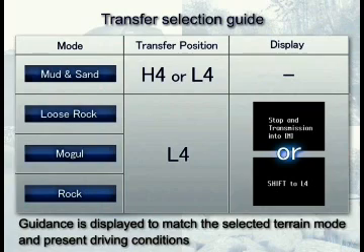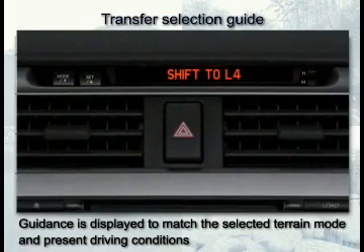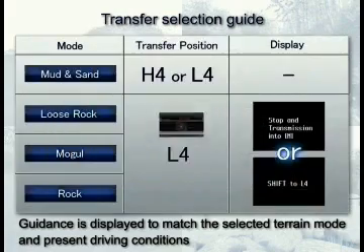When either the loose rock, mogul, or rock modes are selected, then the transfer lever must be in low 4 and the accessory meter will display instructions either to stop the vehicle and shift the transmission to neutral or to shift the transfer lever to L4.